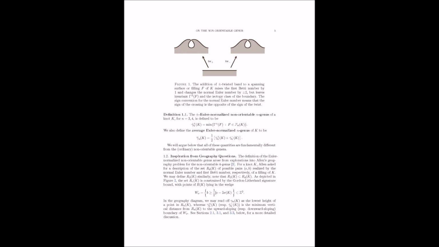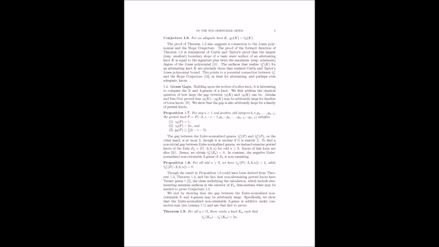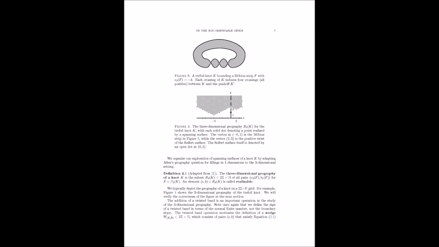All right, section 1.2. Inspiration from geography questions. The authors mention something called Allen's geography problem. What exactly is the geography of a knot? It's a visual metaphor and a really useful one. For any given knot, every valid surface that spans it has a pair of numbers, e comma b, that's the normal Euler number and the first Betti number. Right. If you plot these pairs on a 2D grid with e on the x-axis and b on the y-axis, you get a kind of map, a scatter plot of all possible surfaces. And Allen asked, what regions of this map are populated? Where can surfaces actually live?